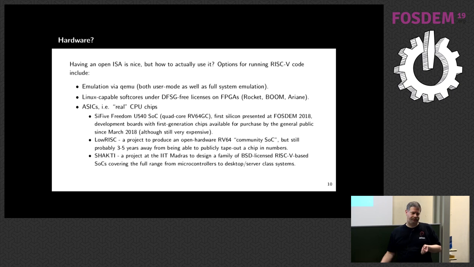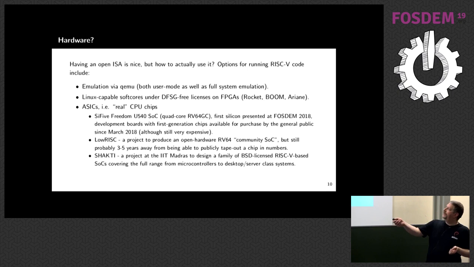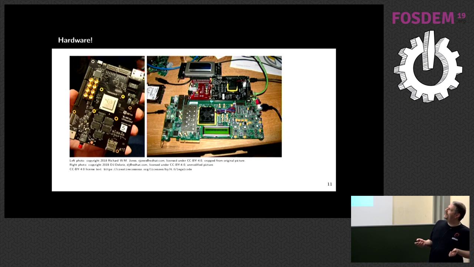So what you here see is a picture of actual RISC-V hardware. The left one is the prototype that had been presented at last FOSDEM. The right one is one of the early glibc development systems. That is the prototype chip. That is an FPGA board which acts as Southbridge and provides PCI Express. And that's a PCI Express NVMe SSD.